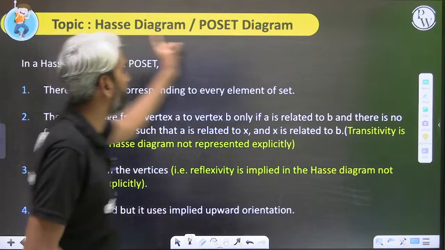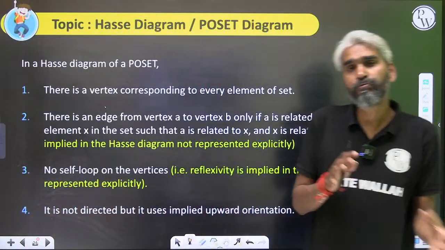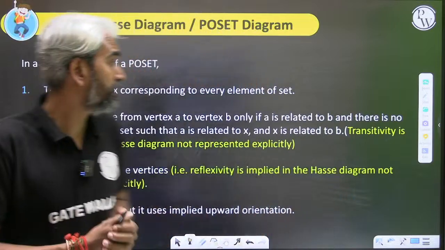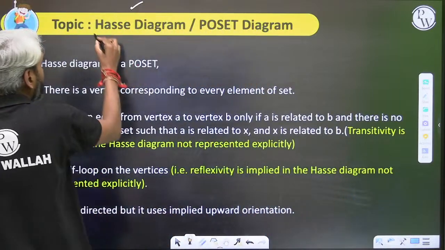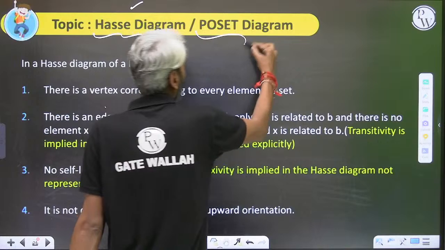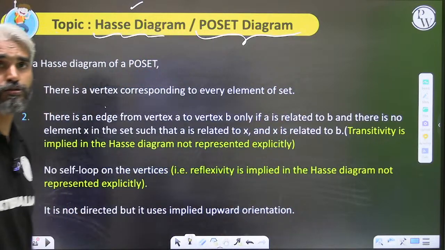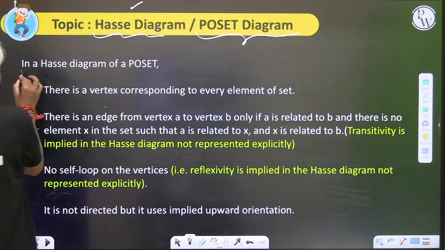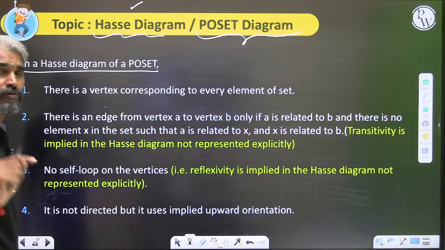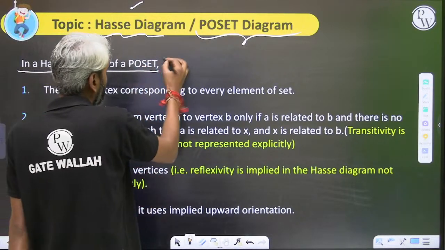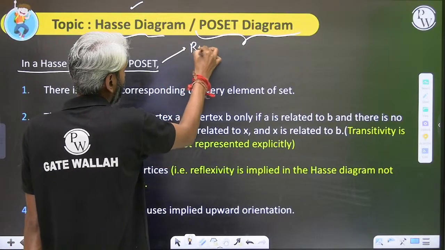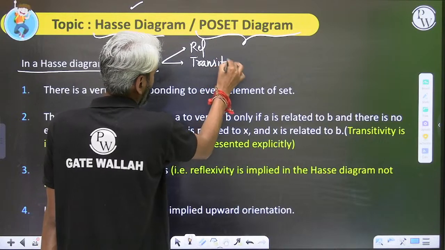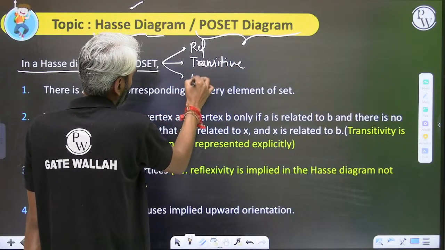Now we will start with the discussion of the Hasse diagram, and we will try to visualize the least upper bound and greatest lower bound in the Hasse diagram. Okay, sir. So, what is a Hasse diagram? Basically, Hasse diagrams are constructed for posets. Therefore, they are also known as poset diagrams. In a Hasse diagram of a poset, sir, what do we know? If it is a poset, then it will be a partial order relation. So, the relation will be reflexive, the relation will be transitive, and apart from that, the relation will be antisymmetric.